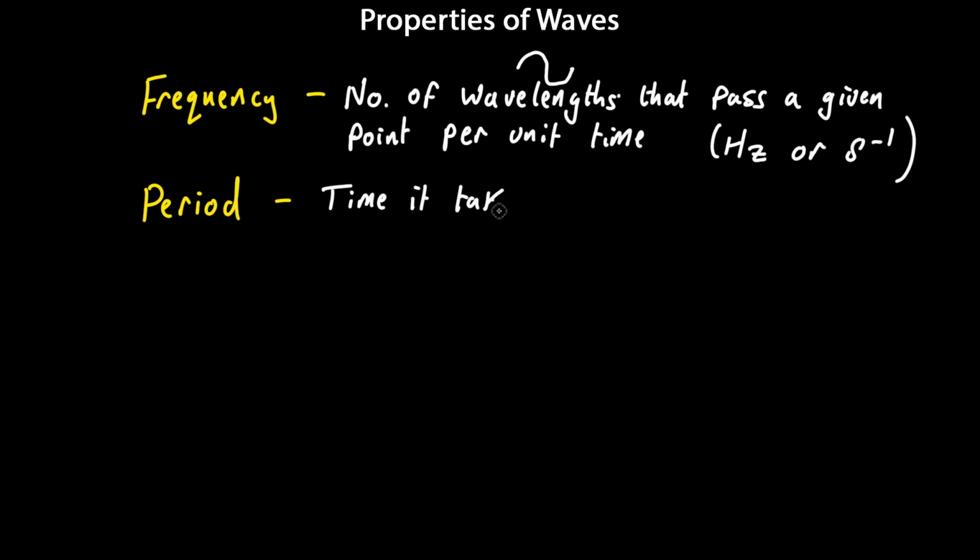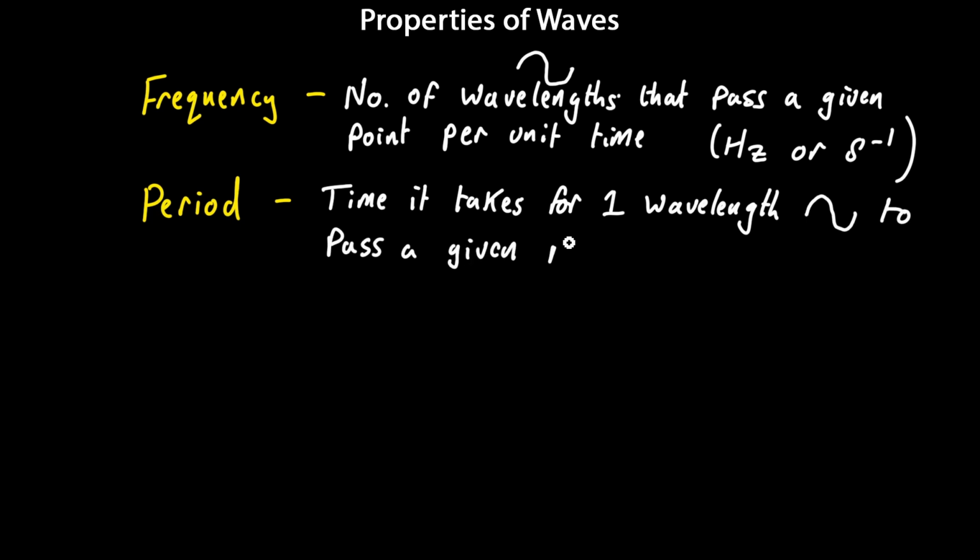The period of a wave is the time it takes for one complete cycle of vibration, or one complete wavelength to pass a given point, and we measure this in seconds.